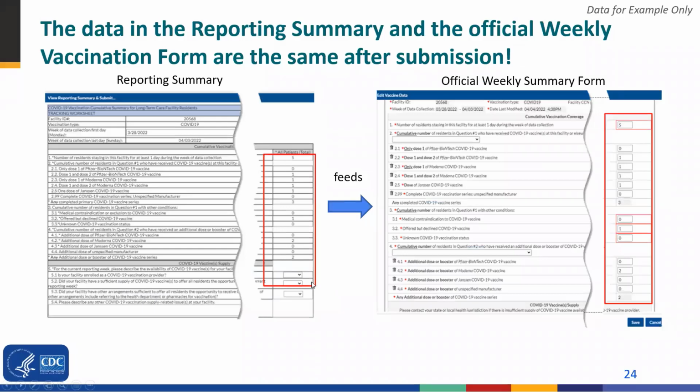And if you click on the week in the calendar view, you can see the official weekly summary form. What you should see is that the numbers that were entered in the reporting summary on the screen have now populated the official weekly summary form. So just another point is that the reporting summary screen directly feeds the official weekly summary form. If data is submitted using the reporting summary, it goes straight to the weekly summary form, which you can access from the vaccination summary tab.